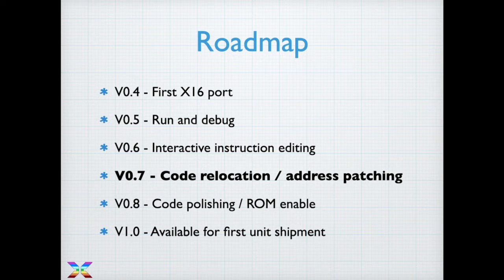Version 0.7 was really designed to fix the code relocation problem, and that was a couple releases ago. This is an update with the ability to actually save your program to disk and reload it so that you will be able to do some example programs.